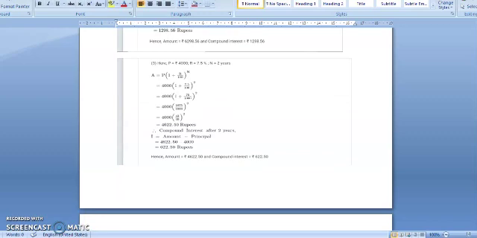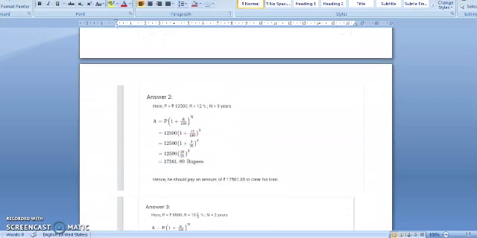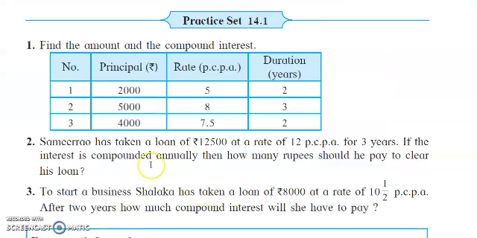Now let us see what is the second question and the answer. So second question is given here as: Samir Rao has taken a loan of rupees 12,500 at a rate of 12% per annum for 3 years. If the interest is compounded annually, then how many rupees should he pay to clear this loan? So here loan is taken of principal amount 12,500 rupees, the rate of interest is 12% and the number of years is 3 years.